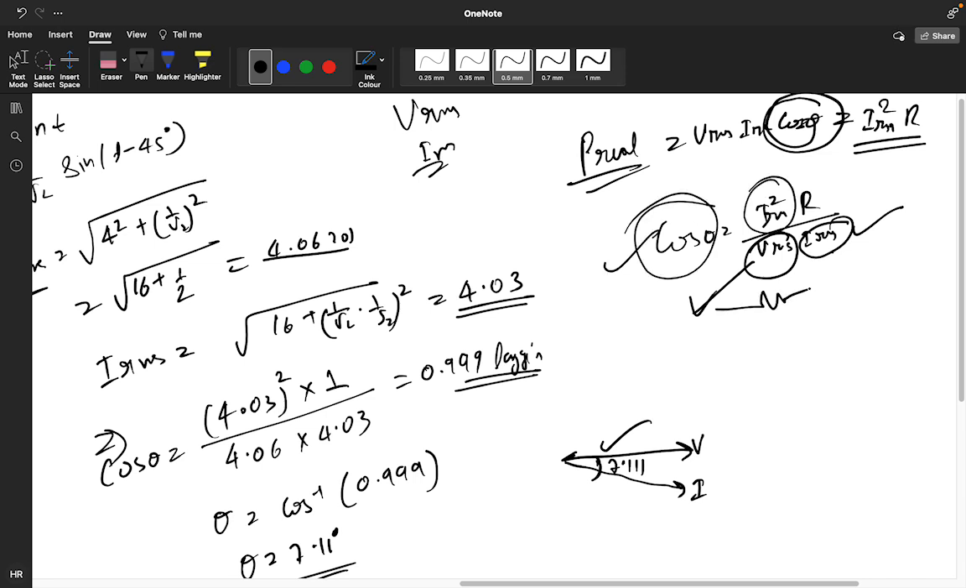And this is an RL network, so it is known that in an RL network, your current will lag and voltage will lead. So we always talk about the current with respect to voltage, whether the current is leading or lagging. So that's why we said that our current is lagging by how much degree? 7.11 degree.